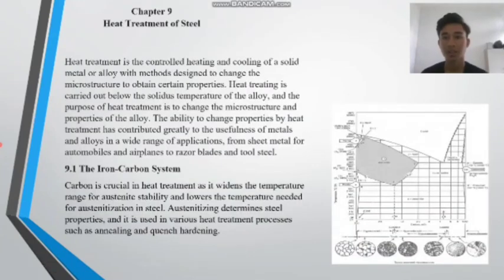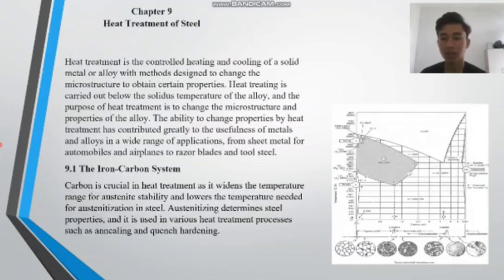Okay, chapter 9, heat treatment of steel. Heat treatment is the controlled heating and cooling of a solid metal or alloy with methods designed to change the microstructure to obtain certain properties. Heat treating is carried out below the solidus temperature of the alloy, and the purpose of heat treatment is to change the microstructure and properties of the alloy. The ability to change properties by heat treatment has contributed greatly to the usefulness of metals and alloys in a wide range of applications, from sheet metal for automobiles and airplanes to razor blades and tool steel.